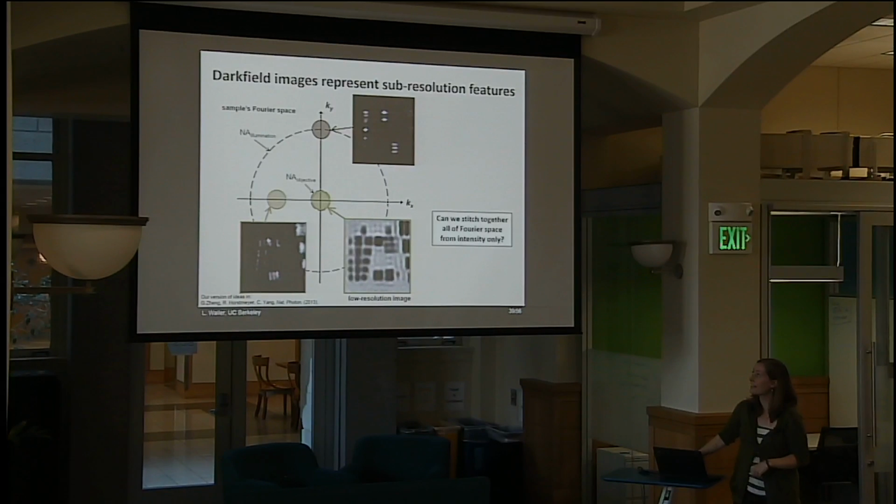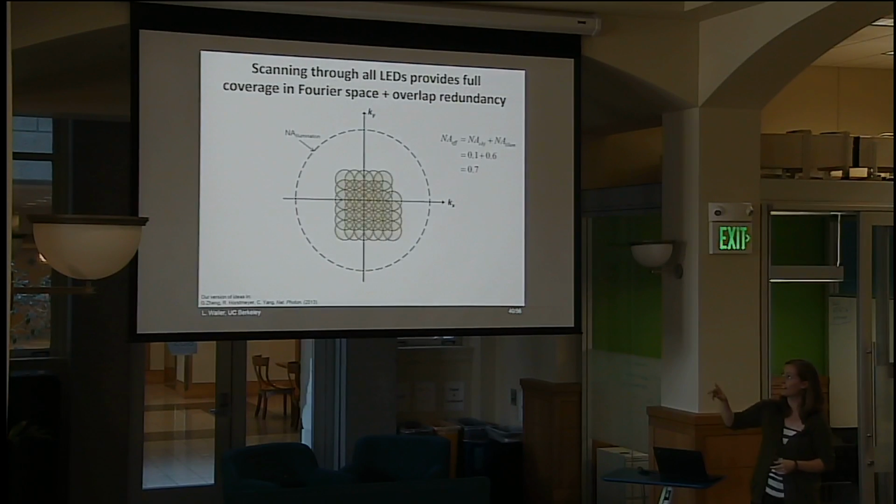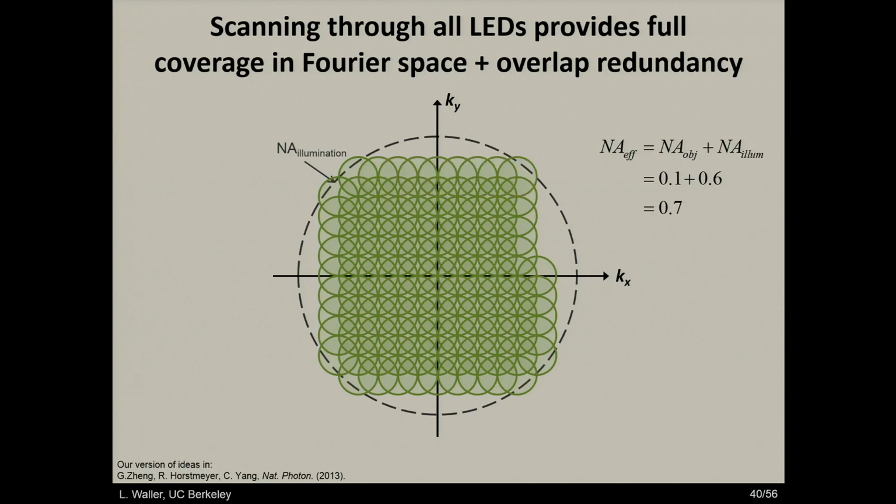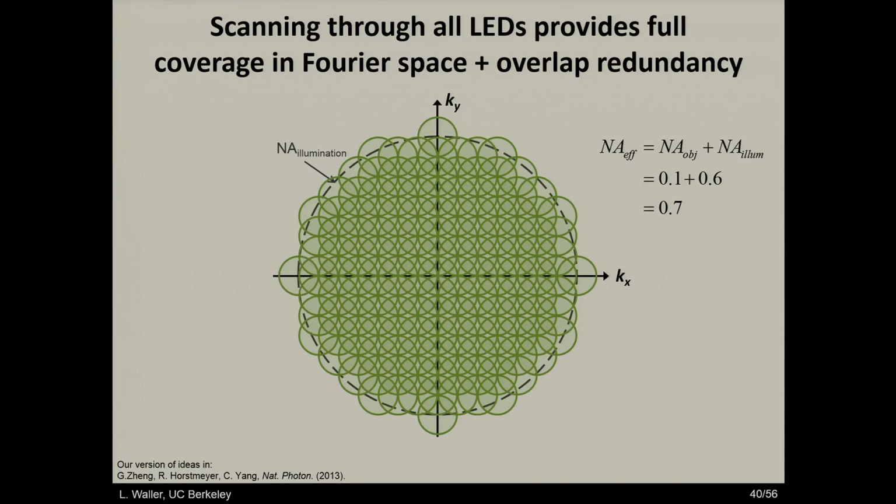The idea is that we're going to light up one LED at a time and take a picture for each one, and fill in this much larger area of Fourier space. If I can stitch all this data together, I can simply take the inverse Fourier transform like I started with. And you basically just get to sum the range of numerical aperture here, which is great.